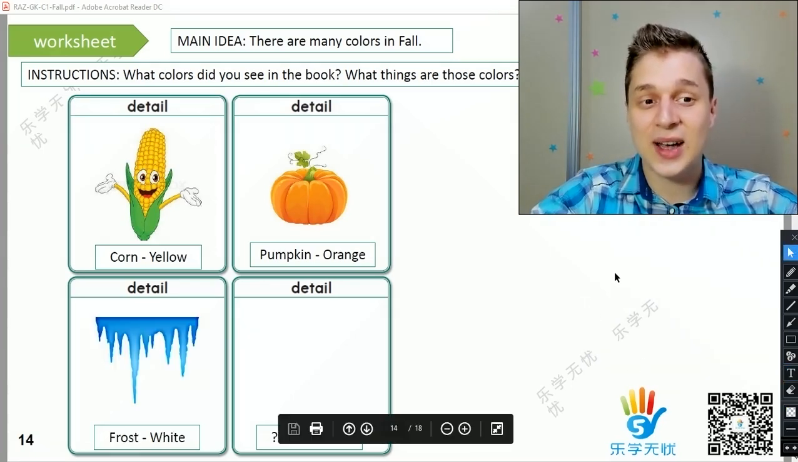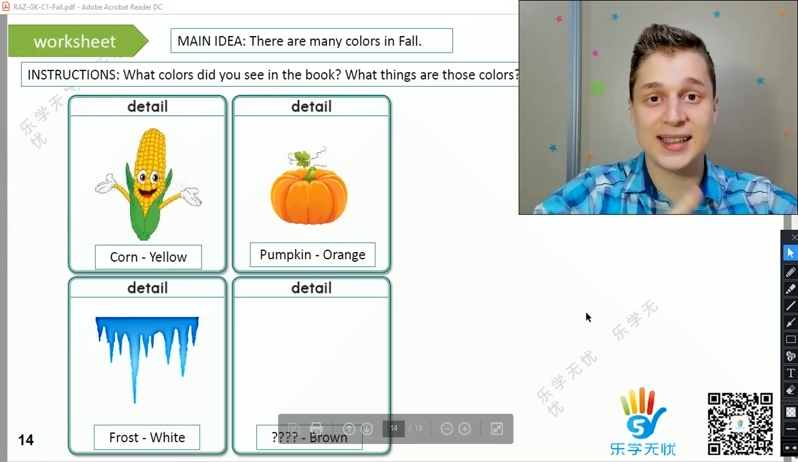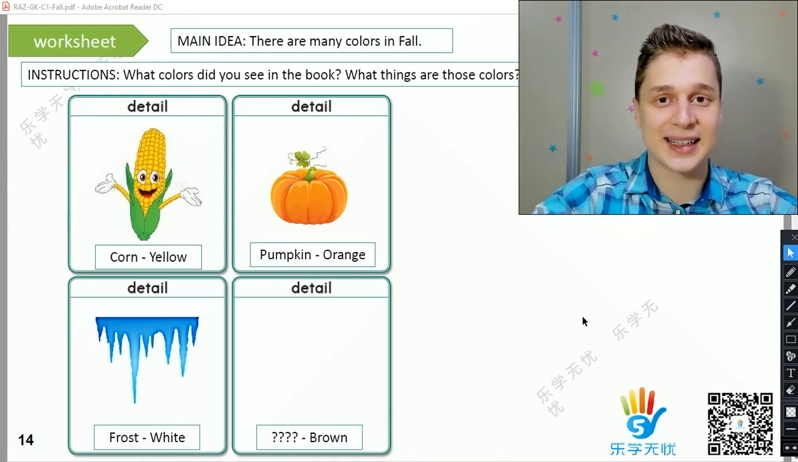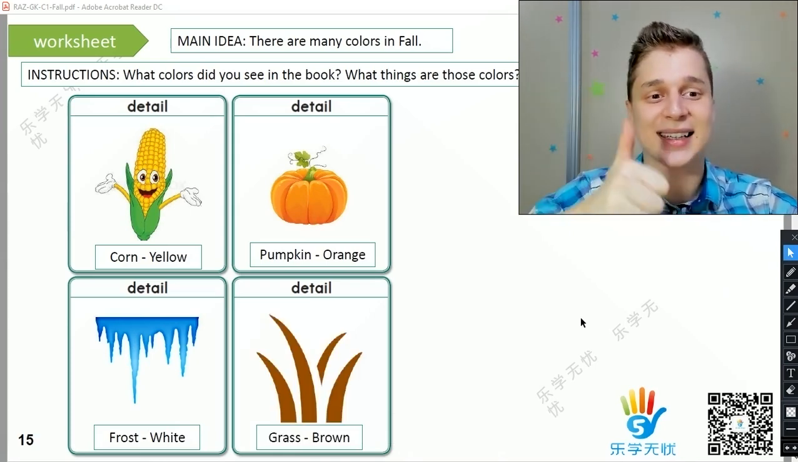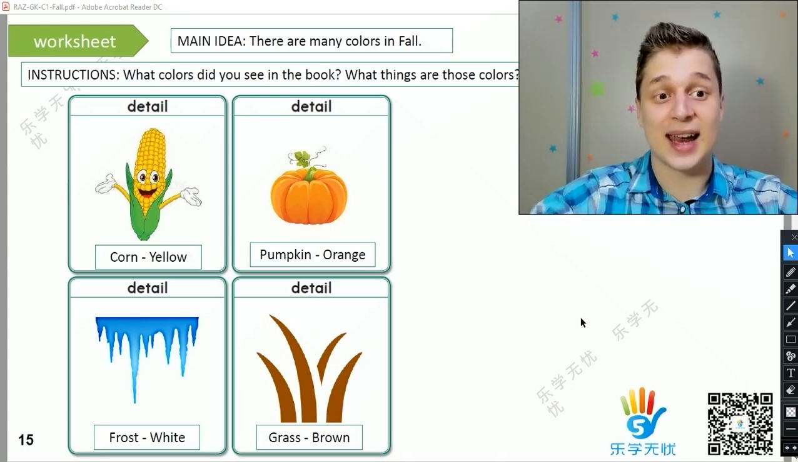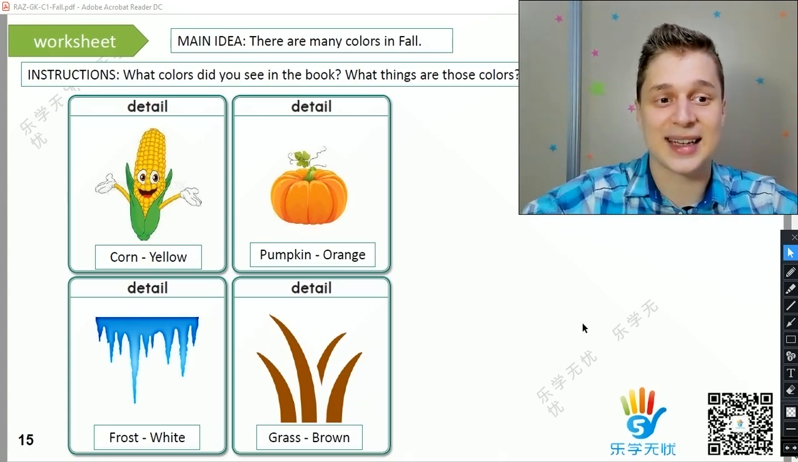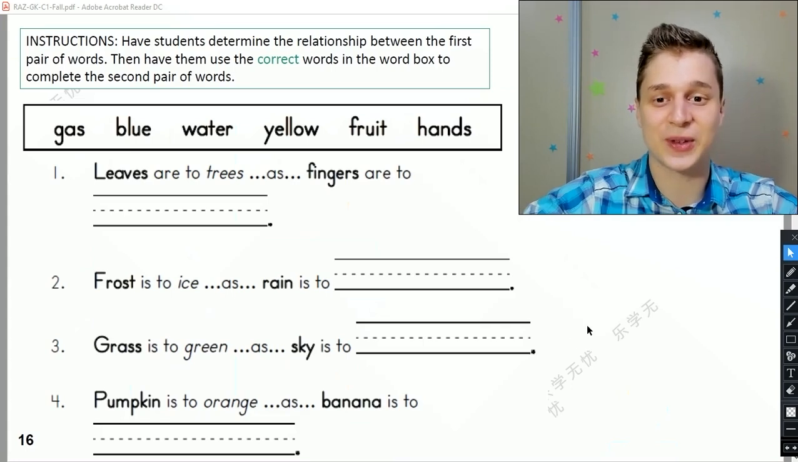And finally, what turns brown? Cows and horses and sheep love eating this stuff. It's grass. Excellent work, everyone. Now we have two itsy-bitsy exercises, and we're done for today.